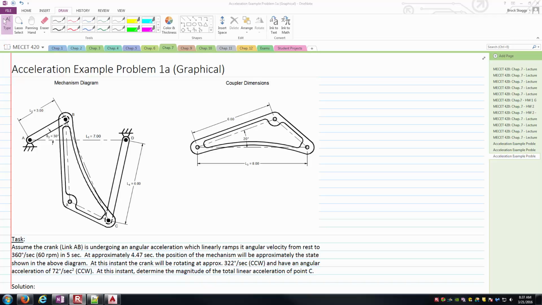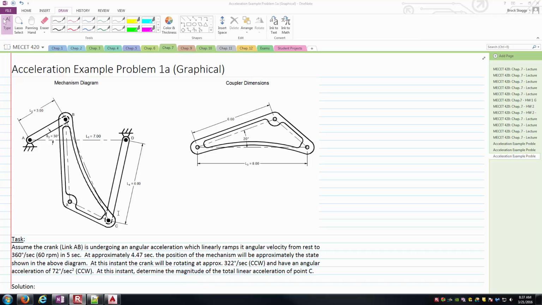We'll look at the same crank rocker mechanism and the same problem we did in the previous video, where we were looking at the accelerations at different points on this mechanism. Specifically, we wanted to know the total linear acceleration of point C, which is the connection point or the joint between the coupler, link BC, and the rocker, link CD, at a specific point in time.